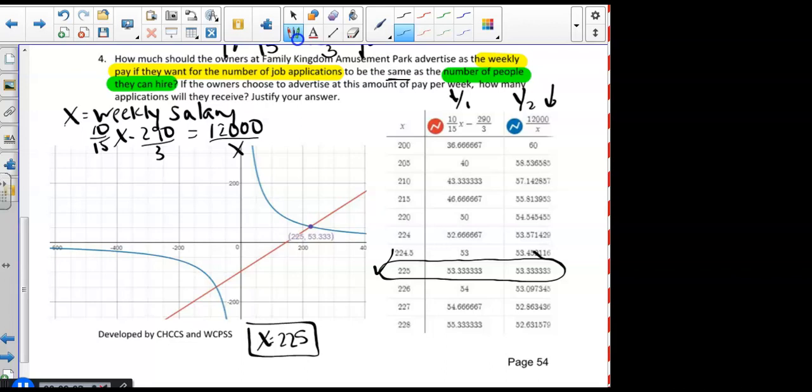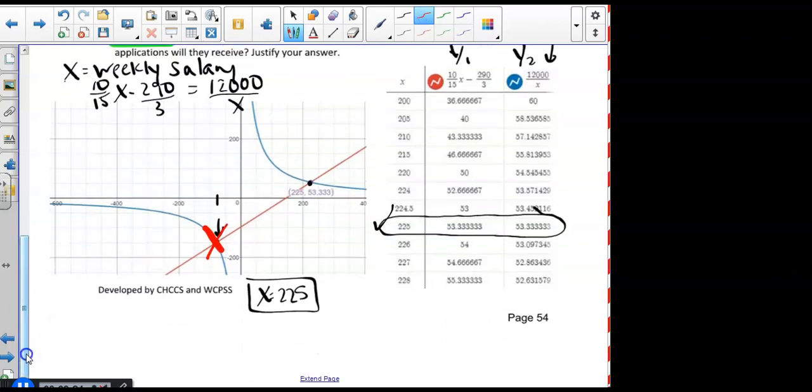Now, we also notice in our table, as well as our graph, that there was not only one intersection point, not just at 225, but there's another intersection point here. Recall, though, that we can't have a negative amount of salary, so our x value cannot be negative. Therefore, this value over here will not make sense, and our only solution would be $225 per week.